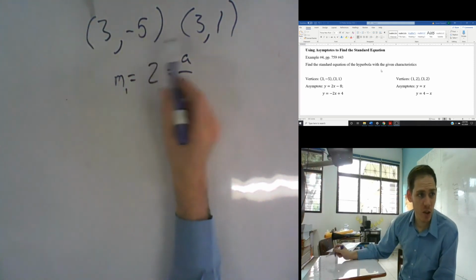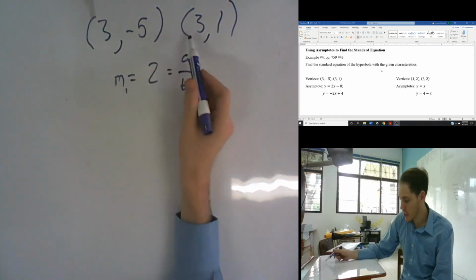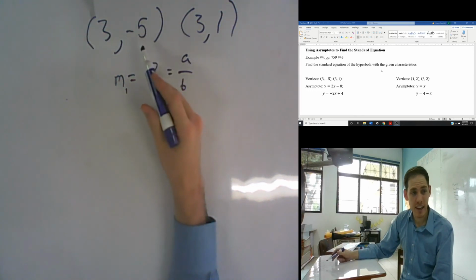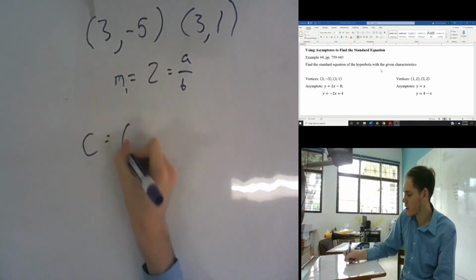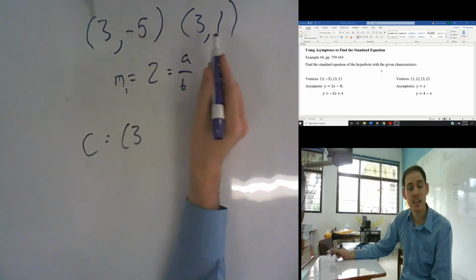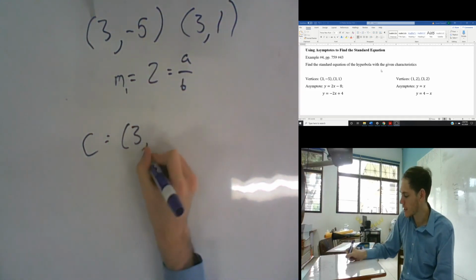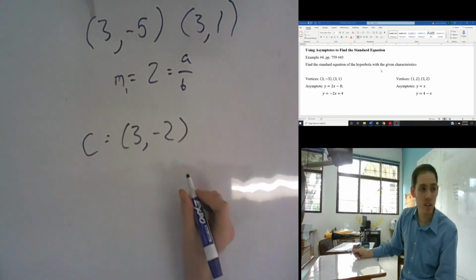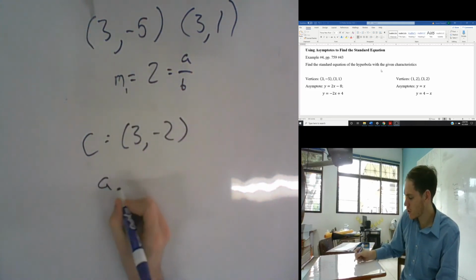well, what changed? So our vertical changed. So in this case, if vertical changes, this is a over b, and to find a, we find the center. So center is going to equal 3. What's the midpoint of this? Well, negative 5 plus 1 is negative 4, divided by 2 is negative 2. Okay? So what's the distance between the 5 and the 2?